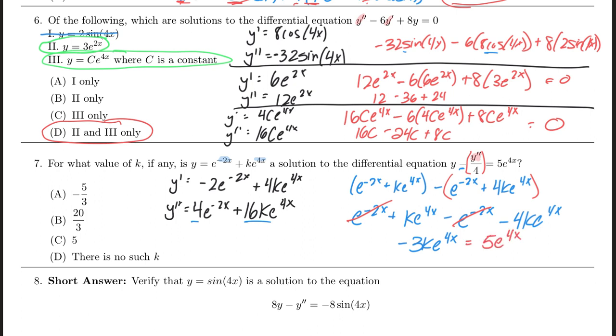So I simplify the left-hand side. I want that to equal the right-hand side. I can cancel out the e parts. Negative 3k equals 5. Divide by negative 3 to get my answer of A.